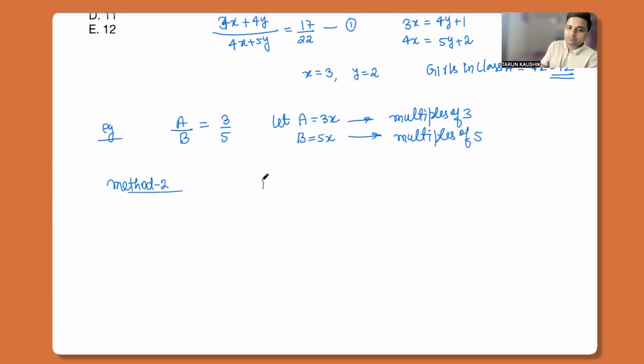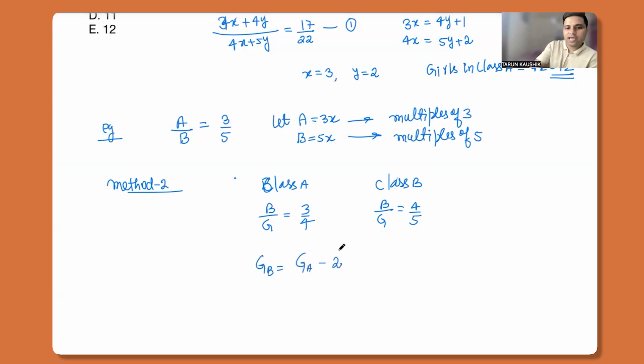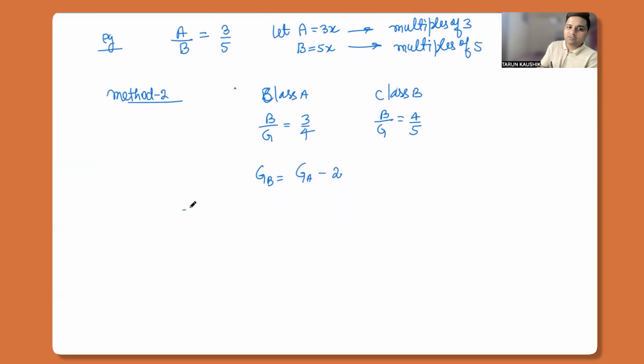I'll talk about two classes, class A, class B. The ratio of boys to girls is 3:4. Boys to girls 4:5. The number of girls in class B is 2 less than the number of girls in class A. And I need to find out how many girls are in class A.